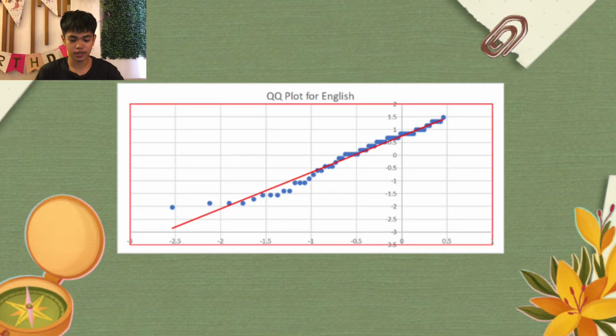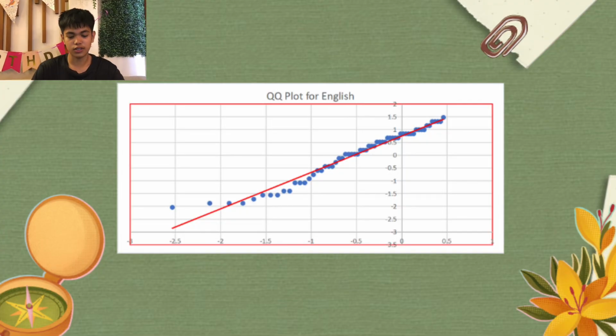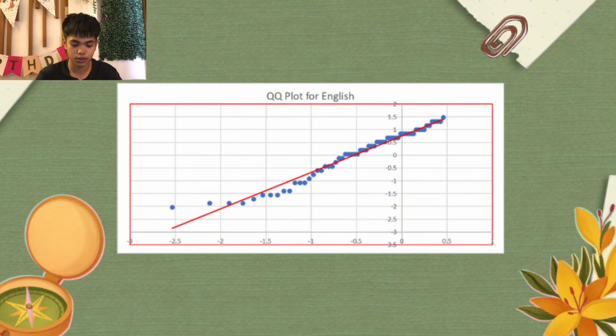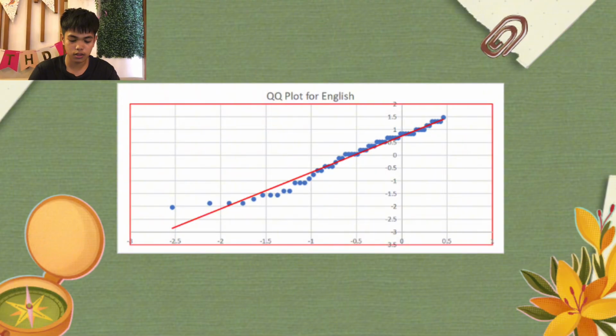QQ plot for English. The QQ plot for English shows how students' scores compare to a normal distribution. Most points follow the red line, indicating an approximately normal distribution. However, some lower end points deviate, suggesting slight skewness and outliers.